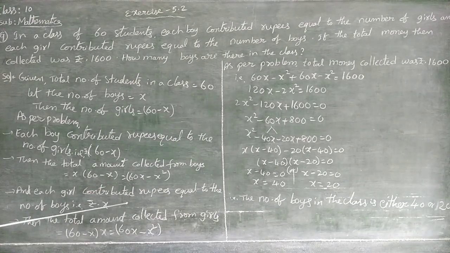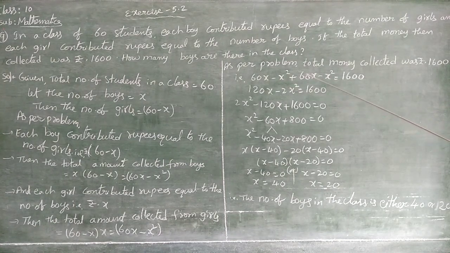Similarly, each girl contributed rupees equal to the number of boys, that is x. Then the total amount collected from the girls is equal to number of girls into amount contributed by each girl, that is x. 60x minus x into x, x square. As per the problem, the total money collected from the class, he has given us 1600. That is, money collected from the boys plus money collected from the girls is equal to 1600.